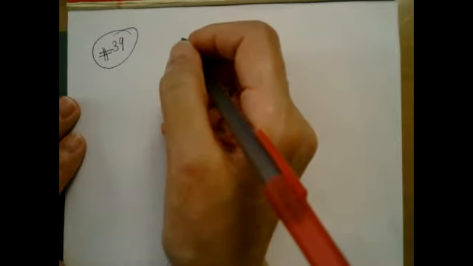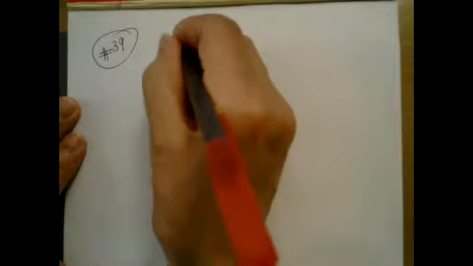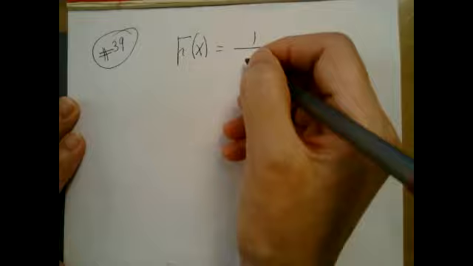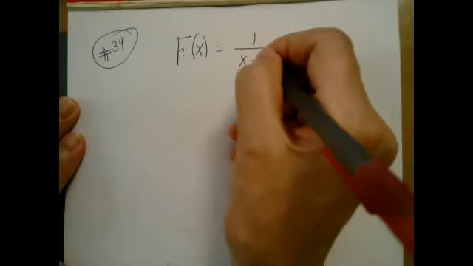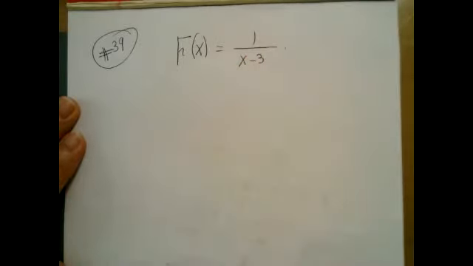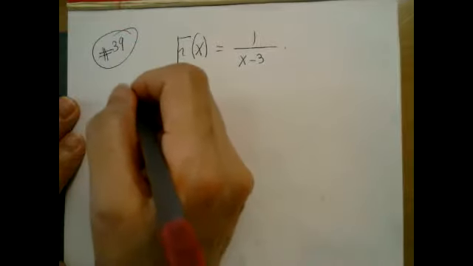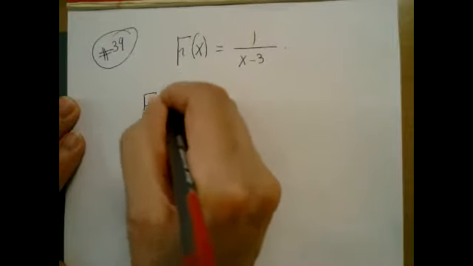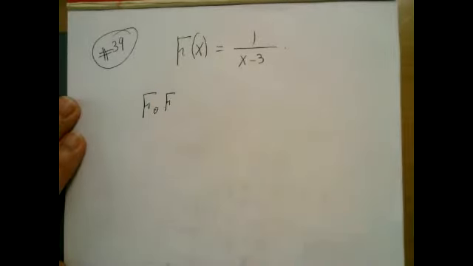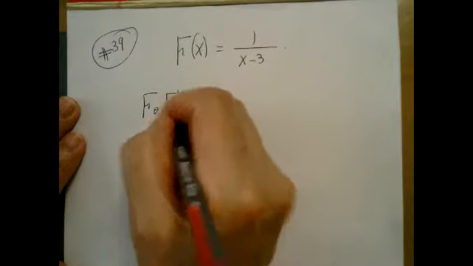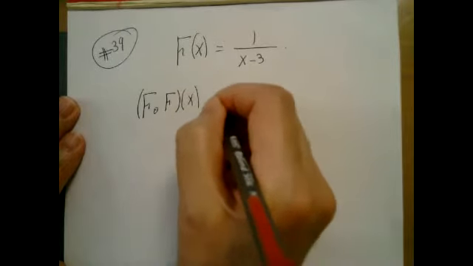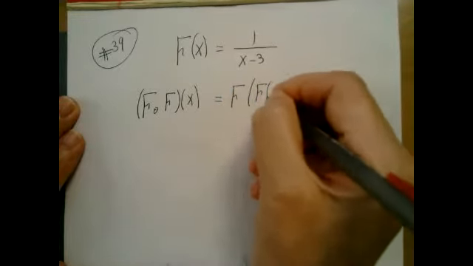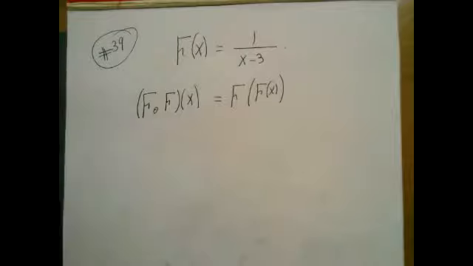We have the following function. F of x equal 1 over x minus 3. And the question is, find and evaluate the following. Basically f composed with f. That's really what they want. But what is f composed with f? It means f of f of x. So they want us to find an expression for f of f of x.